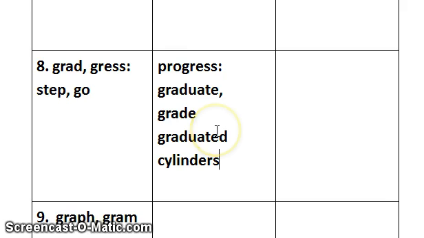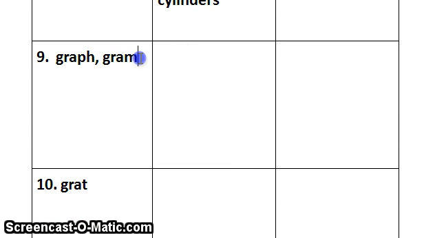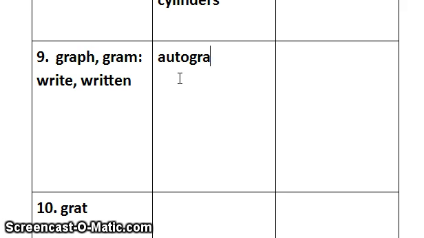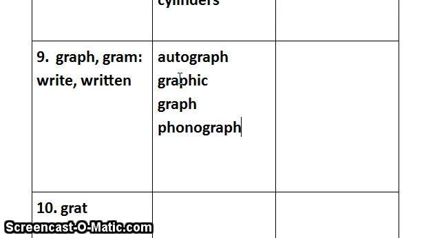Okay? Number 9 is another repeat from our vocab. There's kind of a lot of those. So this means write or written, as you guys should already know. And write or written, you've got autograph, that's your self-writing. You've got graphic, that's something that's written. You have a graph, that's a written representation of any kind of information. A phonograph is written sound, all kinds of words with graph or gram. Oh, I'll give you one with gram. A telegram is far distant writing.